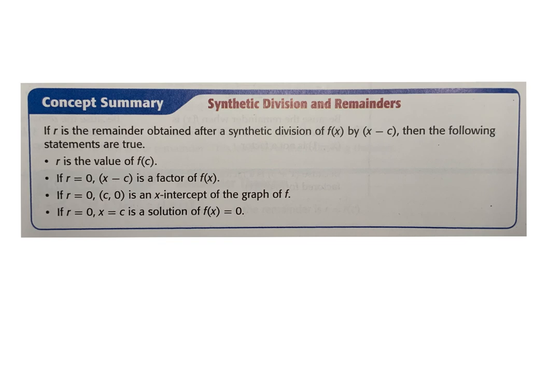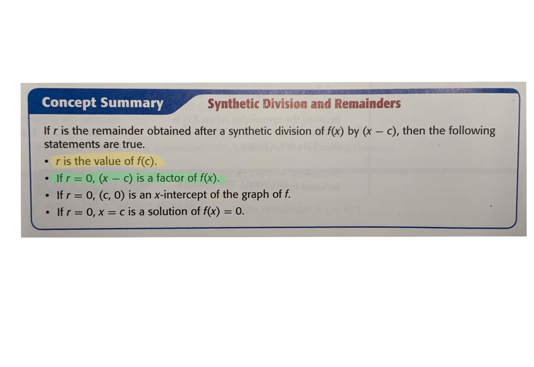All right, if R is the remainder obtained from synthetic substitution, or synthetic division, of f of x by x minus c, then the following statements are true. R is the value of f of c. So that's the first one, the remainder theorem, which is just saying if you plug in c, which you were dividing by, the remainder is your answer. The other thing that we talked about is if you get 0, then that binomial is a factor of that polynomial. So you could potentially keep factoring.